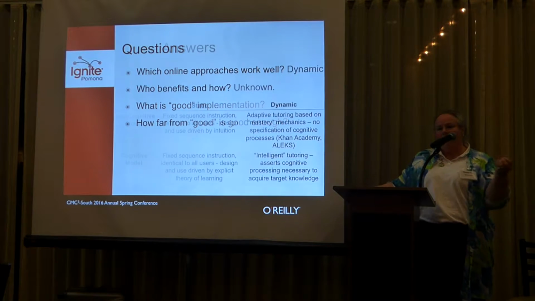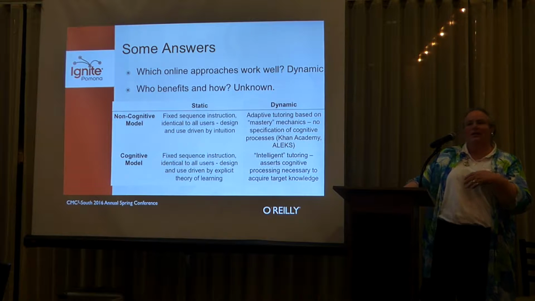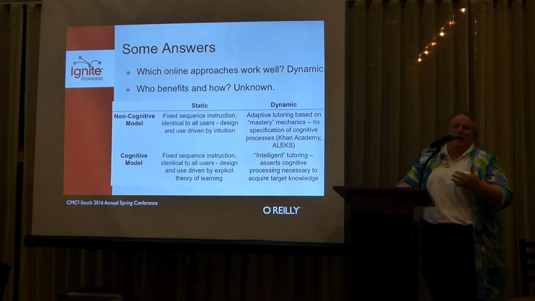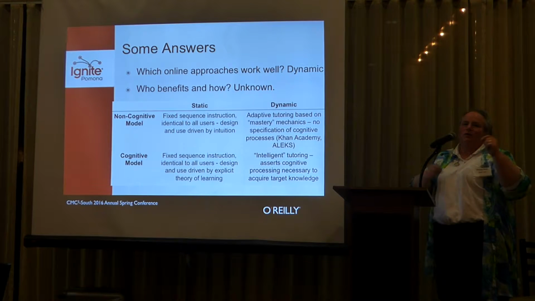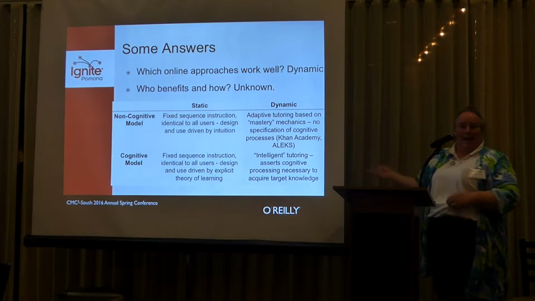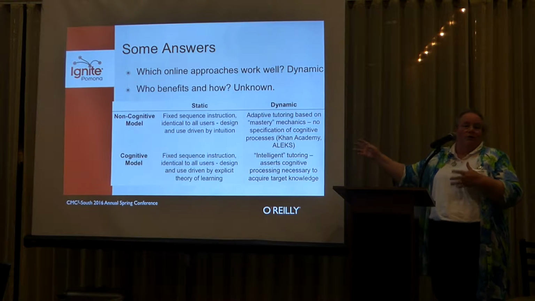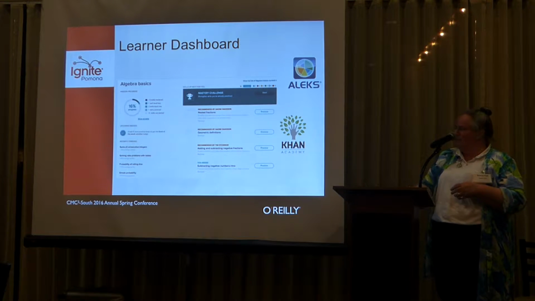Dynamic models and static models are the two that are currently being used. Static models are like Math and Excel commonly. A dynamic model actually adapts and chooses new items based on how the student answers. And the common ones right now are things like the new version of Khan Academy and Alex.